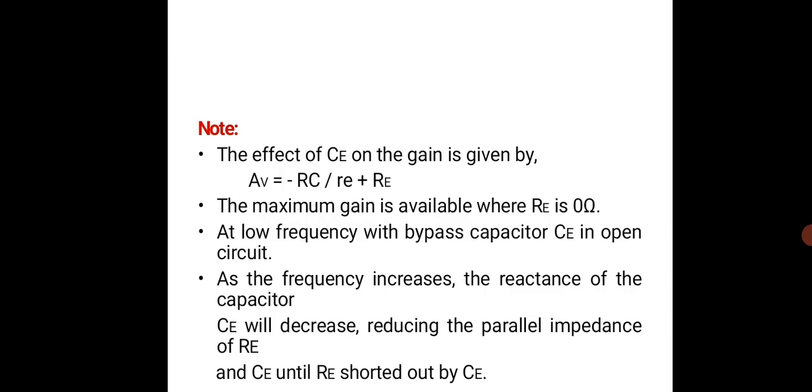Please kindly make a note that the effect of CE on the gain is given by Av equal to minus RC divided by (re plus RE), and the maximum gain will be available when RE is 0 ohms. That is, if we don't have any RE, then you can get a maximum gain. At low frequency with bypass capacitor CE in open circuit, as the frequency increases, the reactance of the capacitor will decrease, which will reduce the parallel impedance of RE and CE until RE is short circuited or shorted out by CE. Thank you.